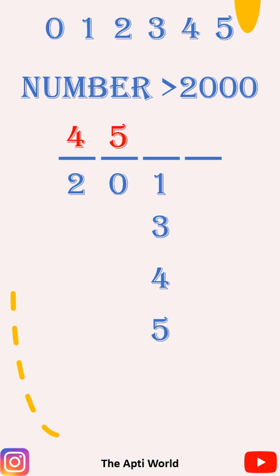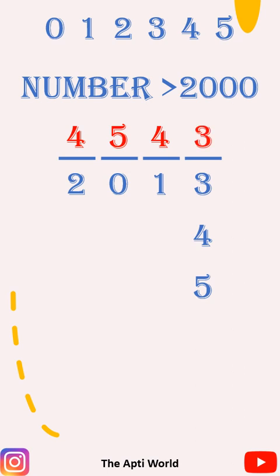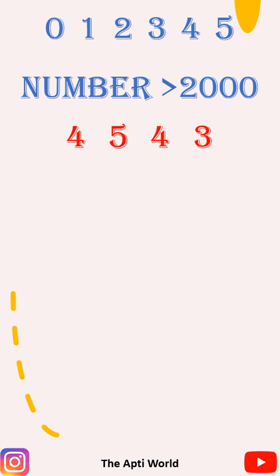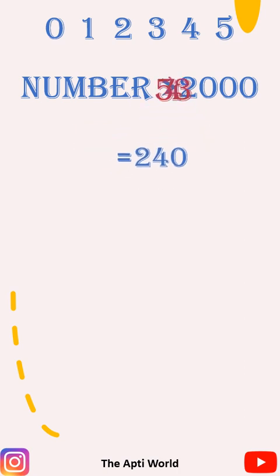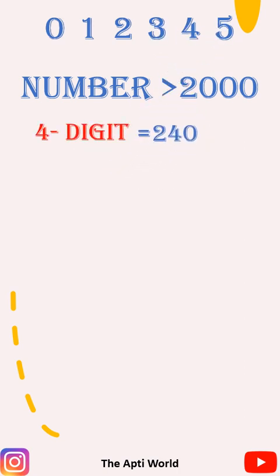Now, we can put 1, 3, 4, 5 in the third place. So, there are 4 possibilities in the third place. Let's put 1 on the third place. Now, we can put 3, 4, 5 in the last place. So, there are 3 possibilities in the last place. So, here we have 4 multiplied by 5, multiplied by 4, multiplied by 3, number of integers that are greater than 2000, which is equal to 240. So, the number of 4-digit integers that can be formed is 240.